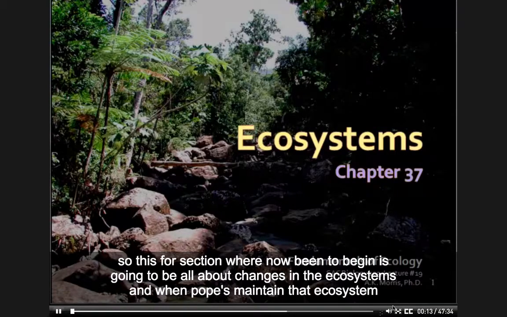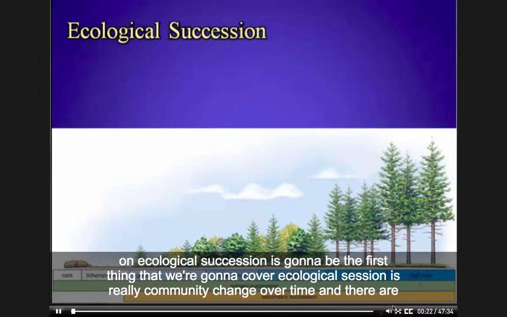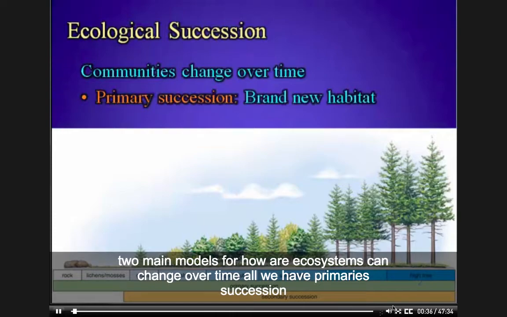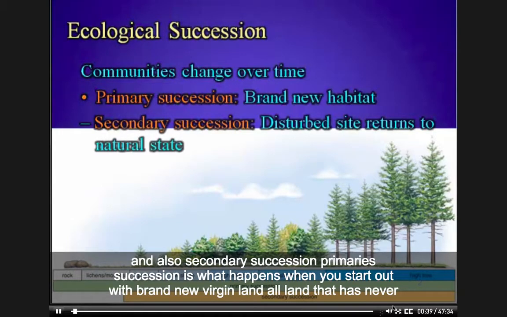So this first section we're now going to begin is going to be all about changes in ecosystems and what helps maintain that ecosystem. Ecological succession is going to be the first thing that we're going to cover. Ecological succession is really community change over time, and there are two main models for how ecosystems can change over time. We have primary succession and also secondary succession.